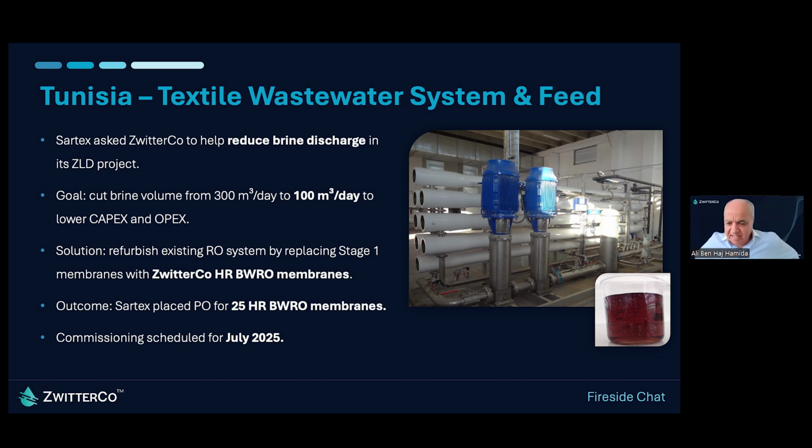As part of this study for the zero liquid discharge, known as ZLD project, Sartex requested ZwitterCo to propose an appropriate solution to this issue of reducing brine volume discharge. They were looking to reduce their brine from 300 cubic meters per day to 100 cubic meters per day in order to reduce both CapEx and OpEx. We have determined that by simply recovering and refurbishing the existing RO system, the desired objective can be easily achieved by replacing the existing membranes in stage 1 with ZwitterCo RO high rejection membranes. Sartex has placed a purchase order for 25 RO ZwitterCo membranes, and the commissioning is scheduled for the next month in July 2025.